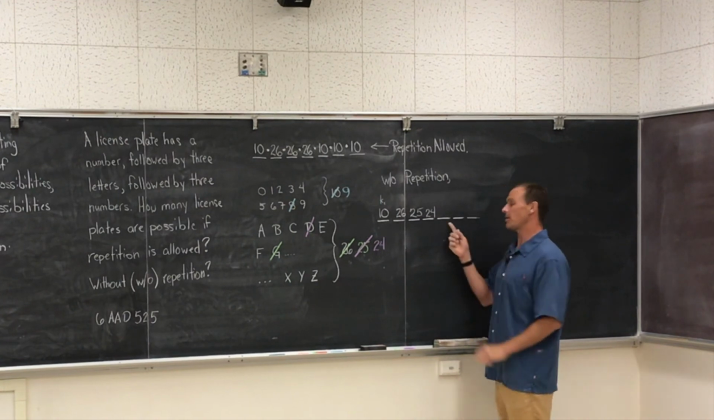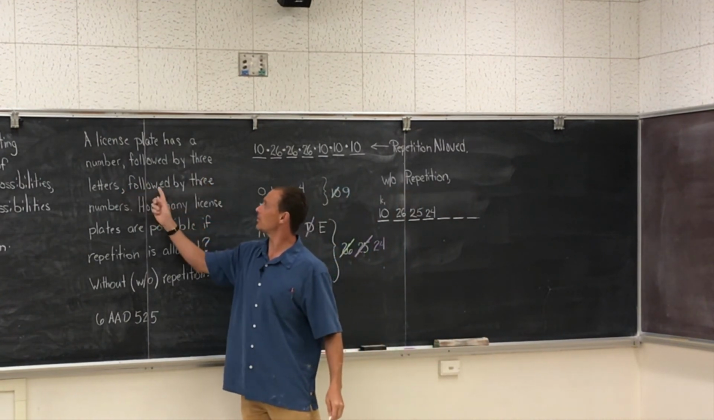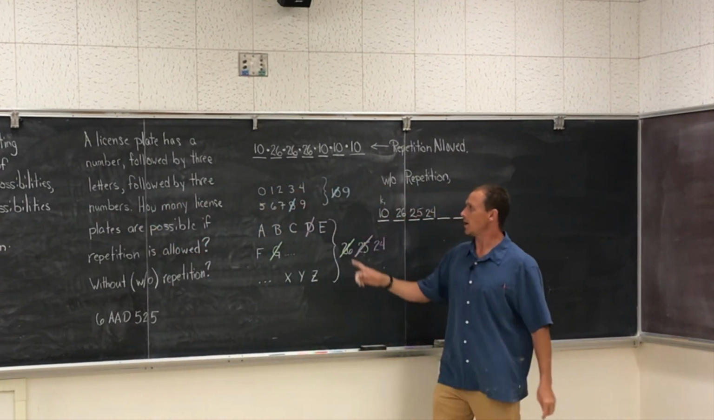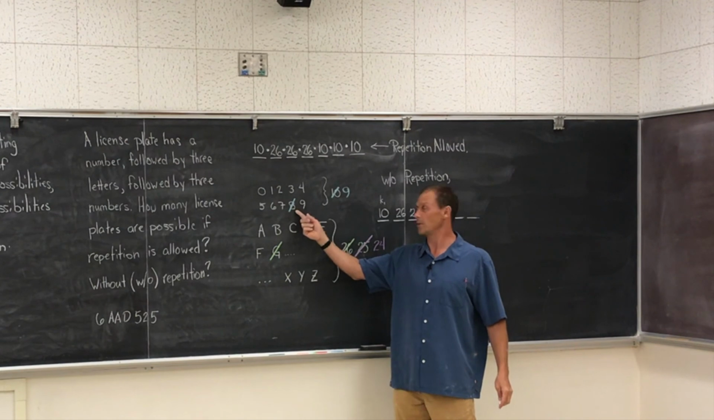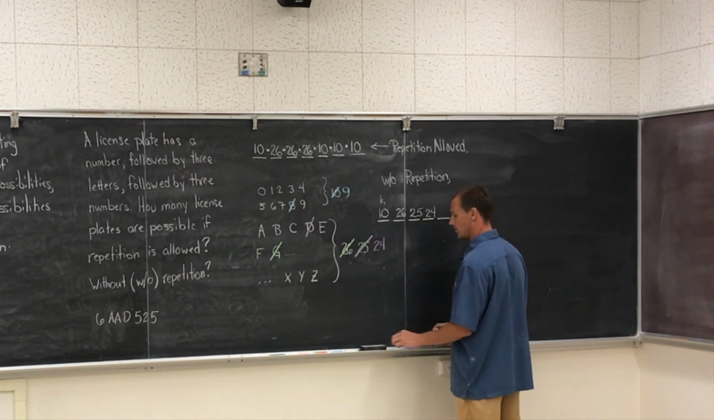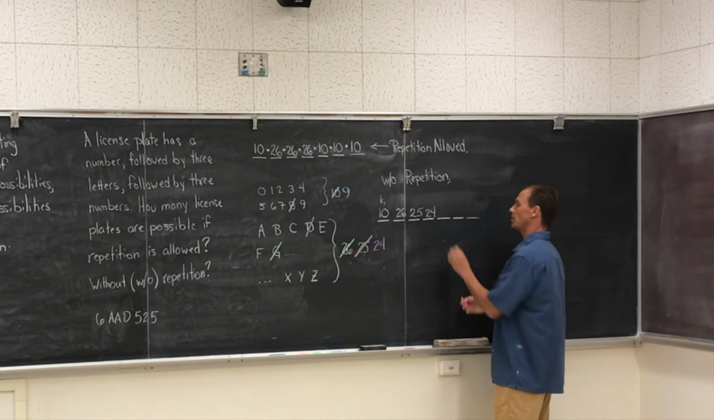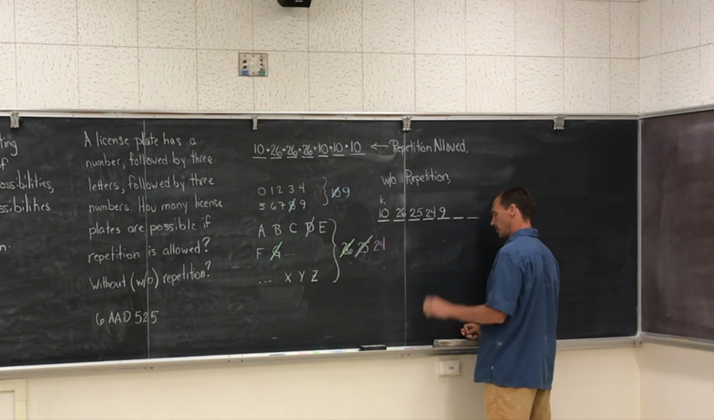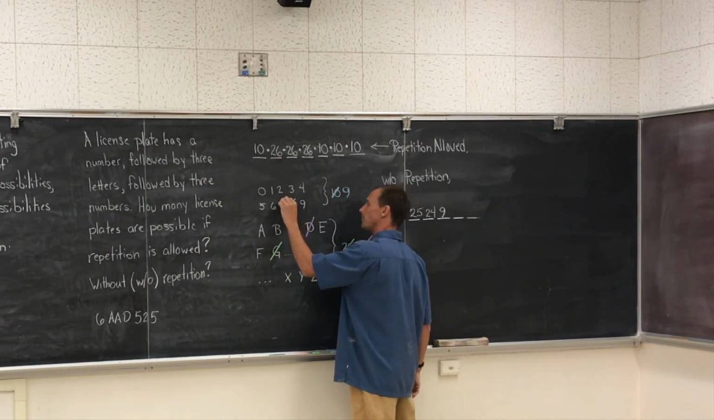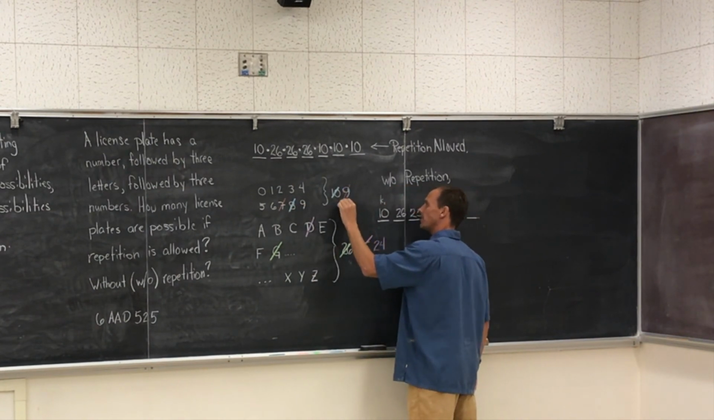Now I'm to numbers. Look, that's what it says. Followed by 3 letters, followed by 3 numbers. All right, so let's put a number up there. Well, wait a minute. We already used a number, so there's only 9 numbers remaining. So let's put a 9 here. So now I've used up another number. Maybe I used up this 7.